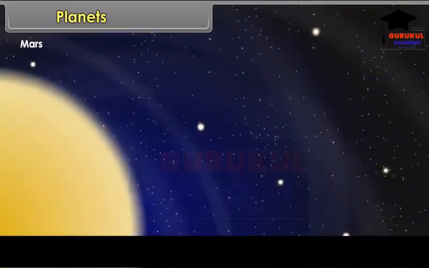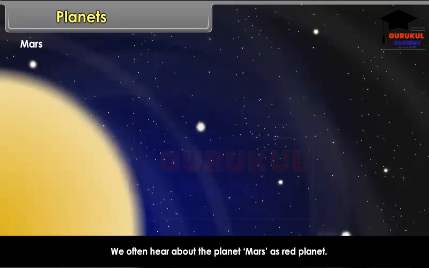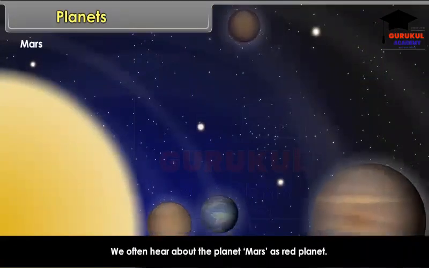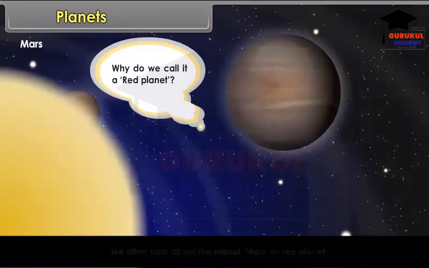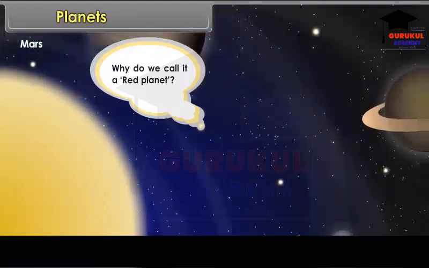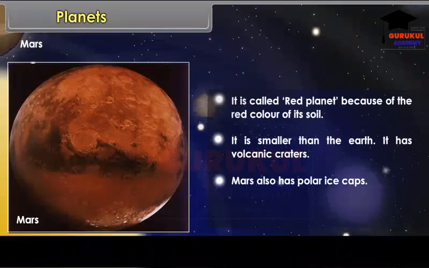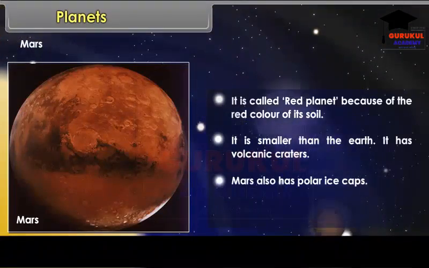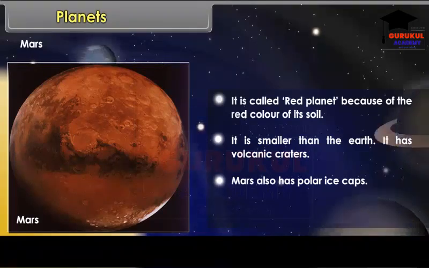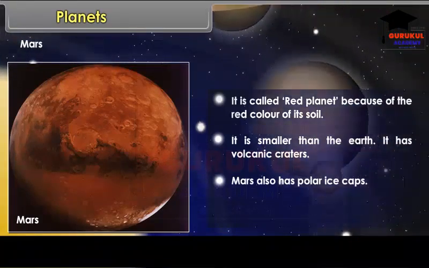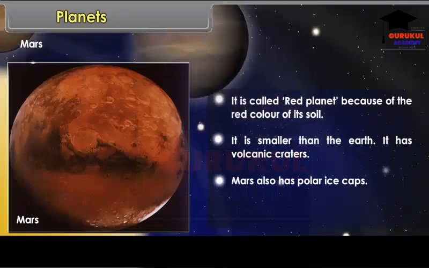Mars. We often hear about the planet Mars as the red planet. Why do we call it a red planet? It is called the red planet because of the red color of its soil. It is smaller than the Earth. It has volcanic craters. Mars also has polar ice caps.